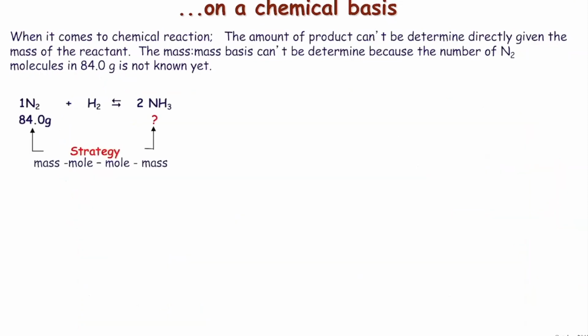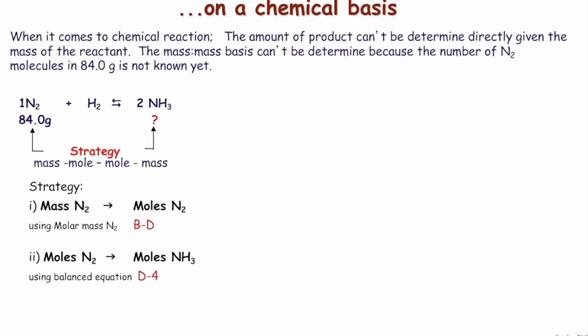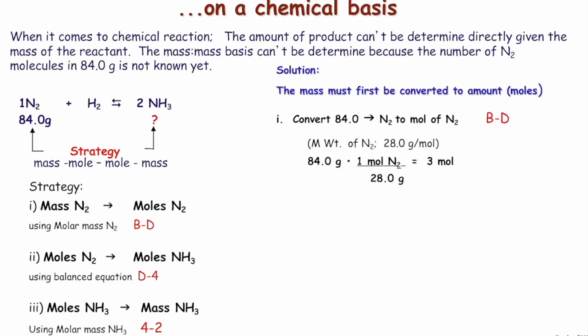So here it is. This is the strategy. The first step is to convert mass of nitrogen to moles of nitrogen. That's B to D according to our map. The second is to convert moles of nitrogen to moles of ammonia. That's D to 4 according to our map. And then the last is to convert moles of ammonia to mass of ammonia using the molar mass of ammonia. That's D to 2. So in this particular case, I'm showing it to you on a step-by-step basis, and then I'll show it to you strung together in one equation.